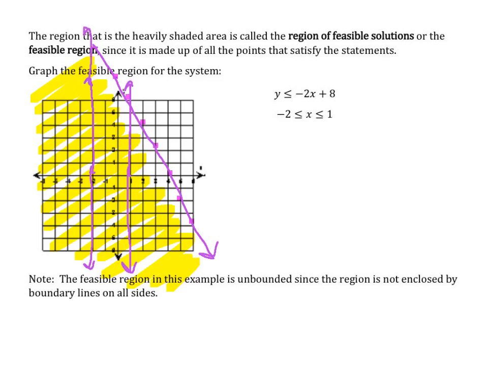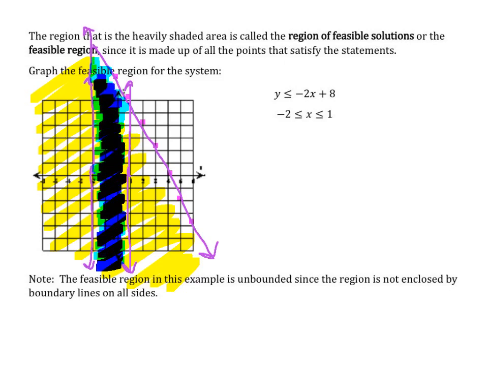So we can extend this all the way up here if we want. So if x is in between there, we're going to want to shade in between these two. So notice that our feasible region is in between here, as this is where they are both shaded. And note that this feasible region in this example is unbounded, since the region is not enclosed by boundary lines on all sides. So yes, there are boundary lines on the left, on the right, and up above. But down below here, it'll just keep continuing down. So it's unbounded down below.